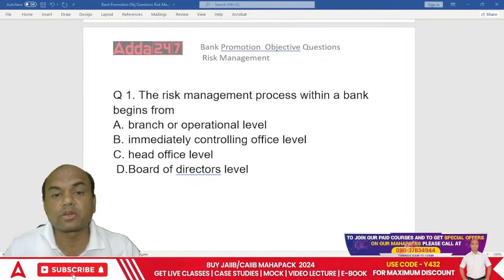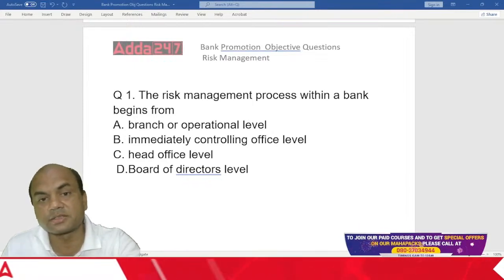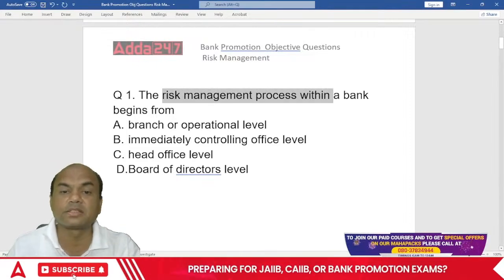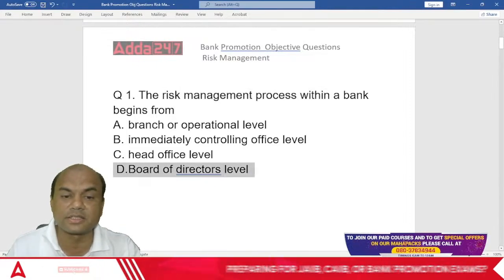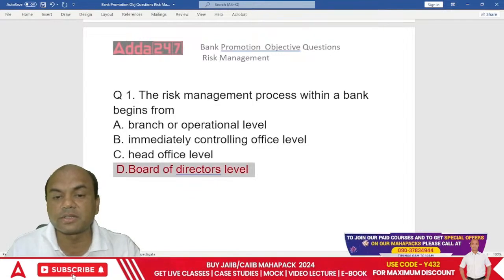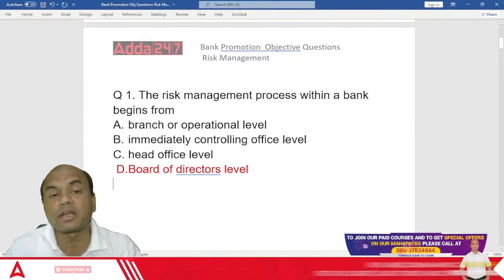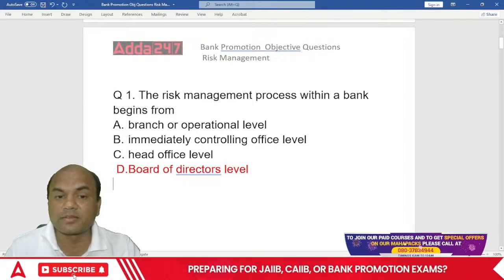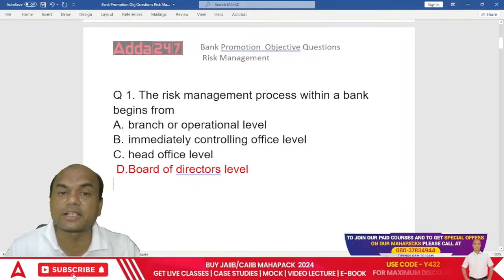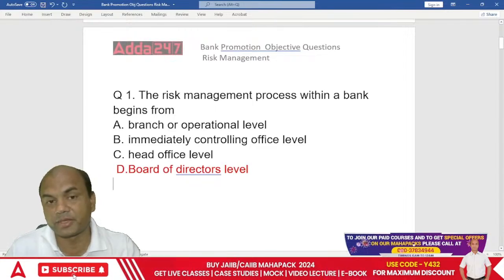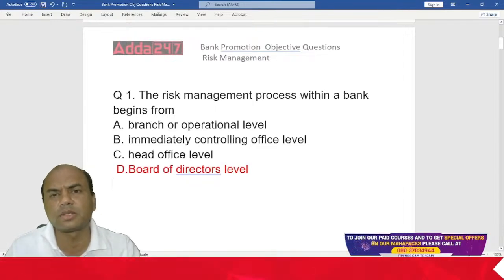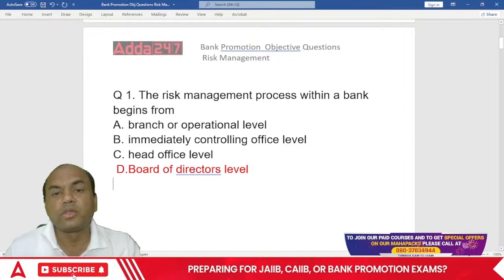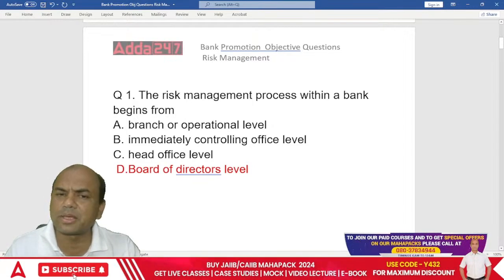Many of you are typing branch or operational level, but that is not the right answer. The right answer is board of directors level. Always things should start at the top. What the top management and board of directors think, everything runs as per that thinking. Remember, that is a basic rule in banking. You and me as normal branch staff can't change the bank policies.